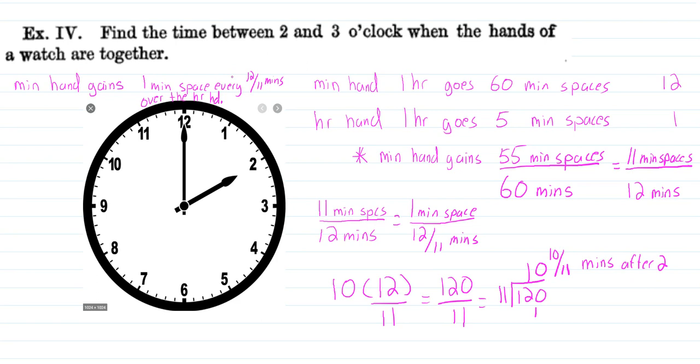So if you understand this very important concept, and I kind of went over the derivation, and there's plenty of other ways to do it. The quickest way is just to realize that the minute hand always moves 12 times as fast as the hour hand. So when the minute hand goes 12 minutes, the hour hand is just going to go 1 minute. So the minute hand is going to gain 11 minutes over the hour hand every 12 minutes. So then you can create a simple proportion, and we get to the very important point that a minute hand gains 1 minute space every 12 over 11 minutes over the hour hand. Okay, good job.